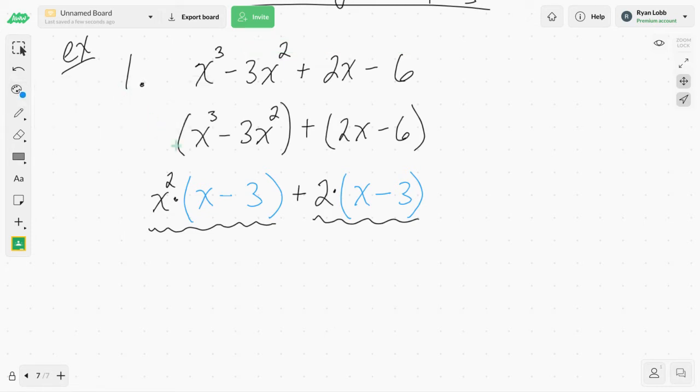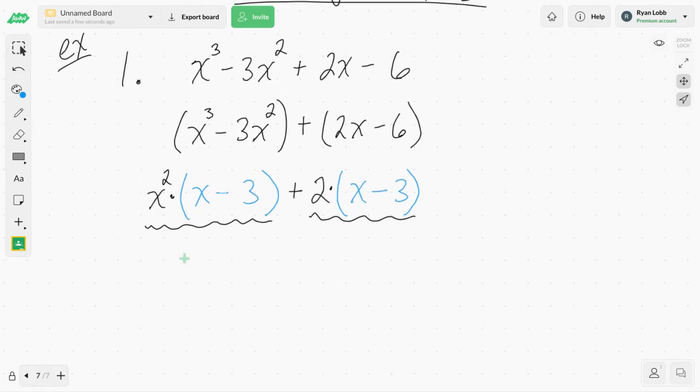So let's do that. So here I have a common factor. I have factors of x squared and x minus 3. Here I have factors of 2 and x minus 3. So what's in common between these two is an x minus 3. So I factor out the x minus 3. And when I do that, what's left? What's left is, well, when I factor out the x minus 3 from here, what's left is x squared. When I factor out the x minus 3 from here, what's left is plus 2.